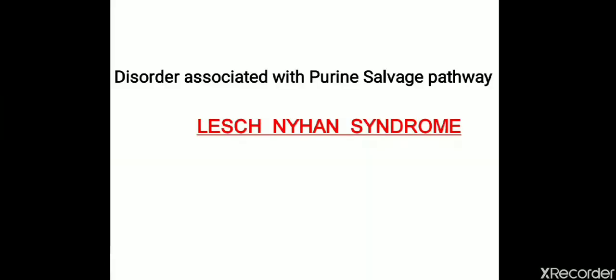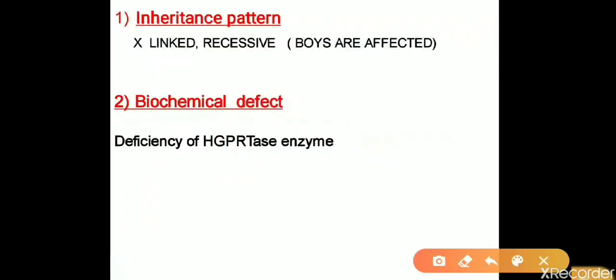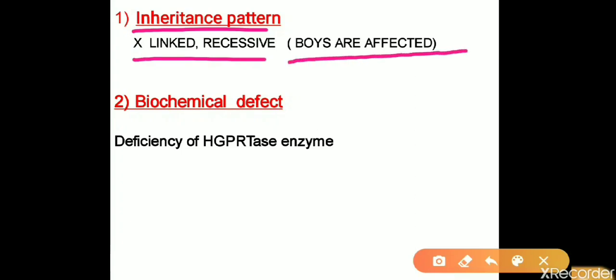Coming to the clinical condition related to the salvage pathway, there is a clinical condition which is known as Lesch-Nyhan syndrome. So you should know what is the biochemical defect in Lesch-Nyhan syndrome and what are the clinical features of Lesch-Nyhan syndrome. First of all, you should know the inheritance pattern. Here the inheritance pattern is X-linked recessive inheritance. So only the males are affected and females are only carriers.